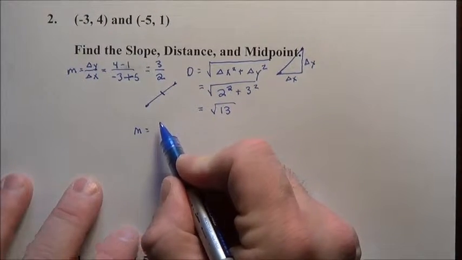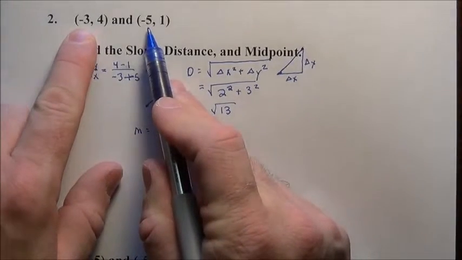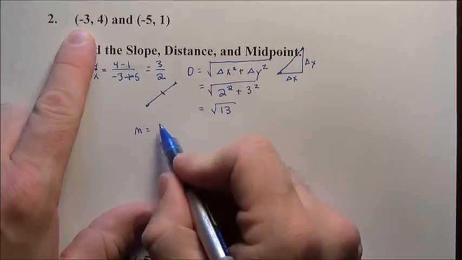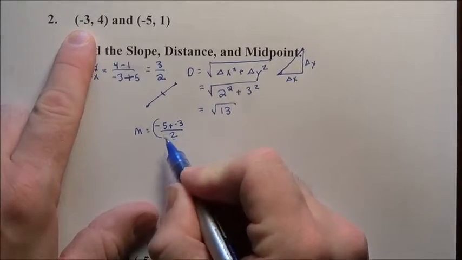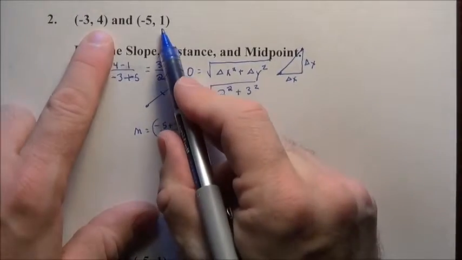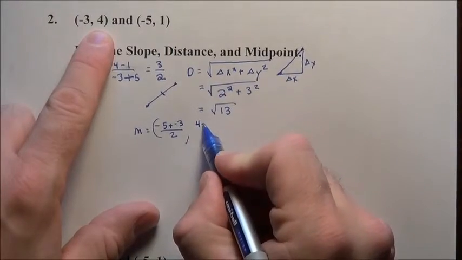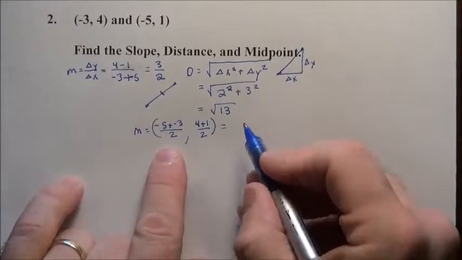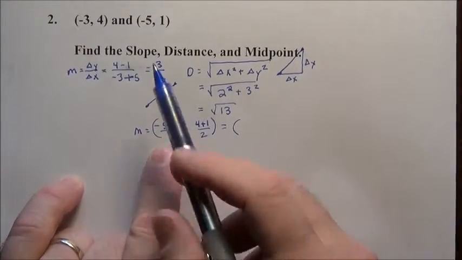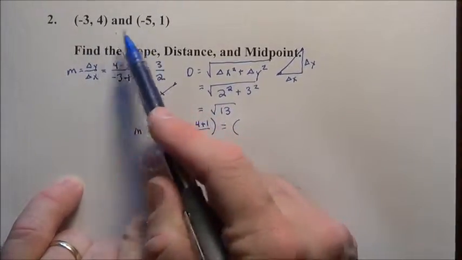We're going to add our x's together. So what are our x's added together? Negative 5 and negative 3. So we're going to add our x's together and divide by 2. That'll be our x coordinate. We're going to add our y's together and divide by 2. And that'll be the middle of our y coordinate. So here's going to be the point that's going to be in the middle between these 2 points here.